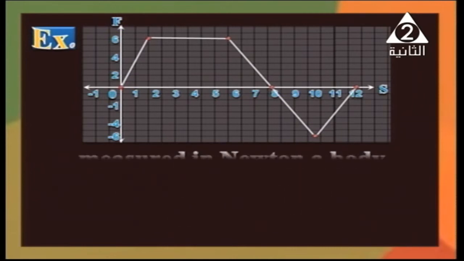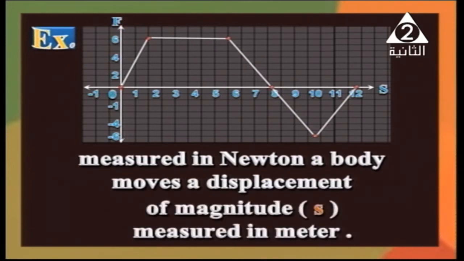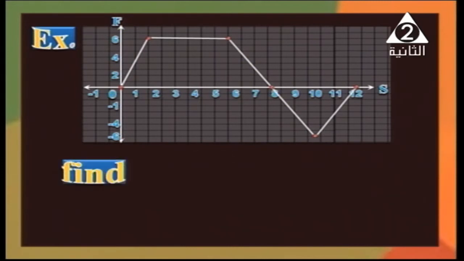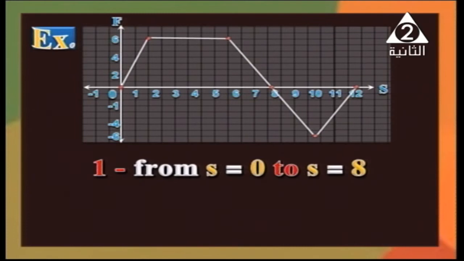My dear student, this relation between F and S, F measured in Newton, the body moves a displacement of magnitude S measured in meter. Find the work done by this force when the body moves from S equals 0 to S equals 8. Look at the region above the S axis, from S equals 0 to S equals 8. What is the figure? Excellent student. This is a trapezoid or trapezium. A trapezoid has two bases and a height. What is the area? Base 1 plus base 2 over 2 times height, or half the sum of the two bases times height.